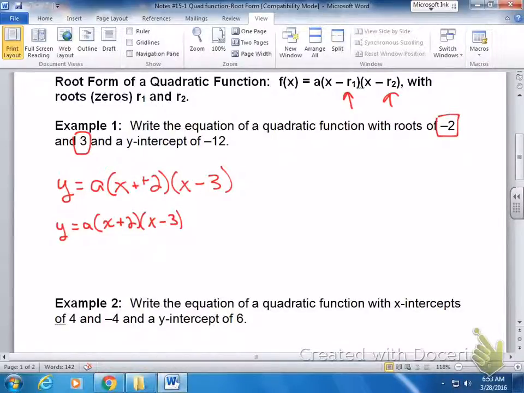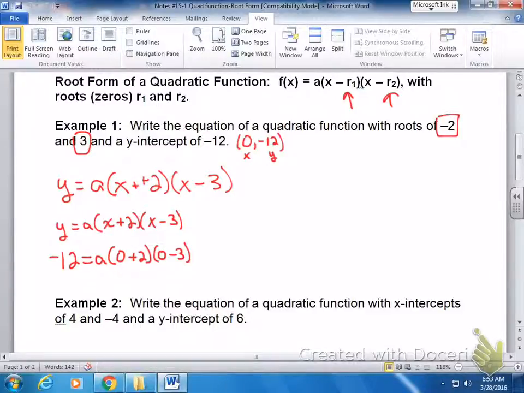Now the last thing we need to do is find a, and we're going to use our y-intercept for that. Remember, if we have a y-intercept, that's where it crosses the y-axis, meaning it's a point where x is 0 and then y is something. In this case, it's negative 12. There's my x, there's my y. Let's just plug them in. So now I have negative 12 equals a times, well, x is 0, so 0 plus 2 times 0 minus 3. Now all we have to do is solve for a, and we've got our equation.